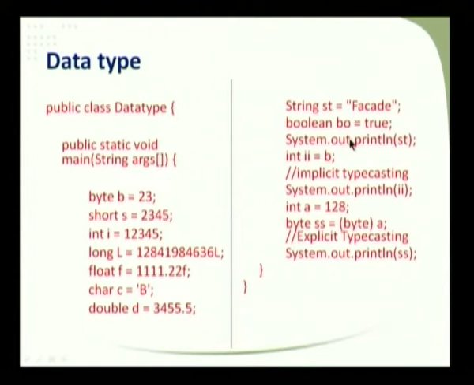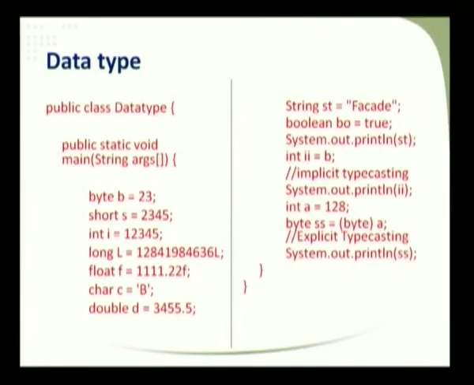Now here you can look into two important things: implicit typecasting and explicit typecasting. First we will discuss what is a type. Type here is nothing but the data type. What is casting? Casting is converting one particular data type into another particular type. So, that is what typecasting is.